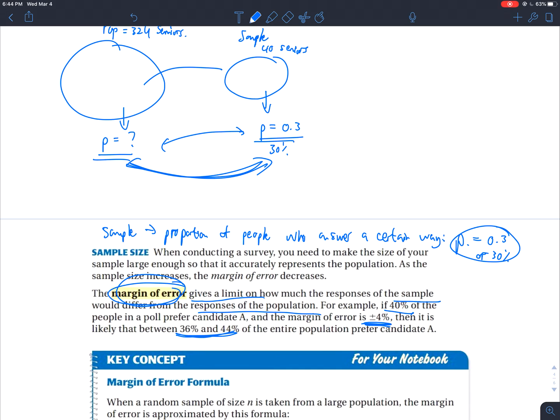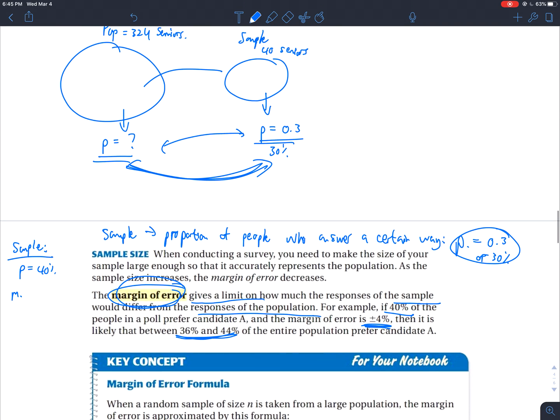Okay, so in their example here, my sample people gave me a proportion of 40%. And they're saying that the margin, what do they call it there? They don't abbreviate it. I'm going to abbreviate it like this. Margin of error is plus or minus 4%.